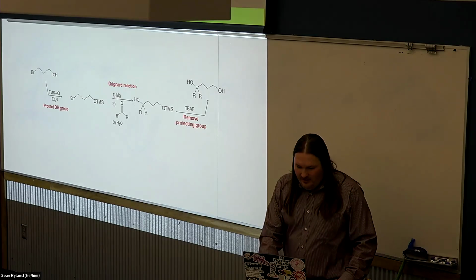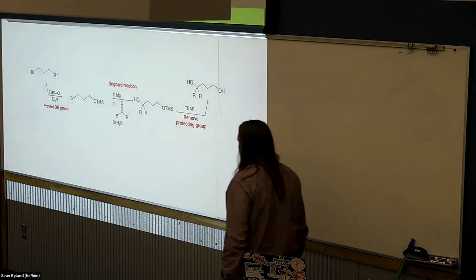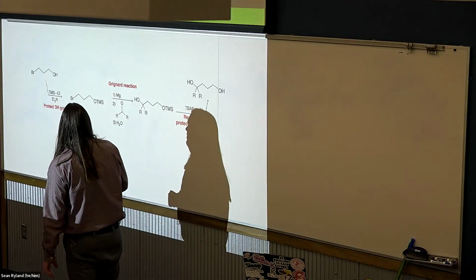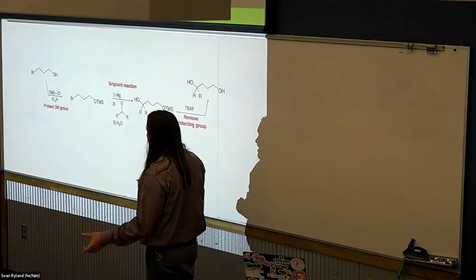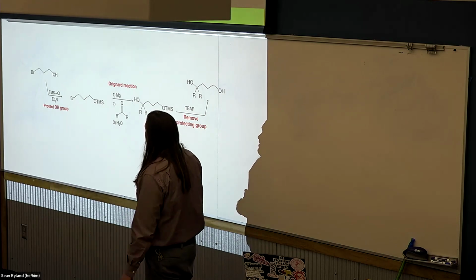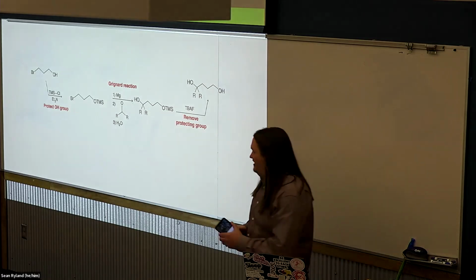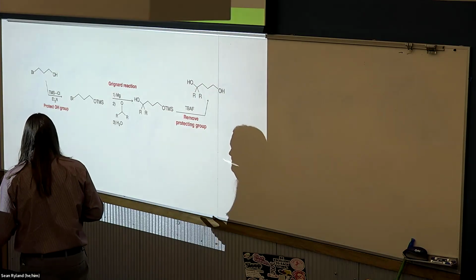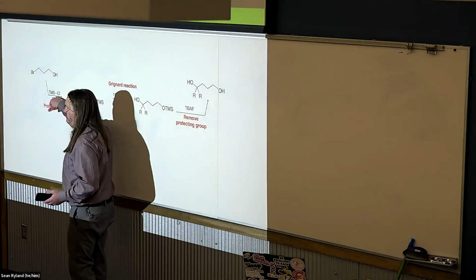So if we have a situation where we don't want an alcohol to react. There are some cases where we want one part of the molecule to react and not the other. We use what's called a protecting group. So the protecting group is basically we're just going to convert the alcohol to something that doesn't react. And so we use this TMS group.